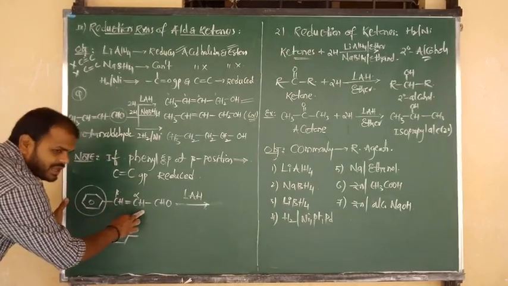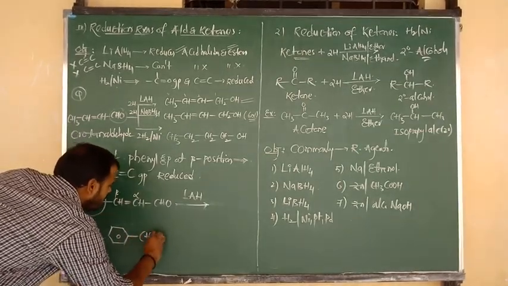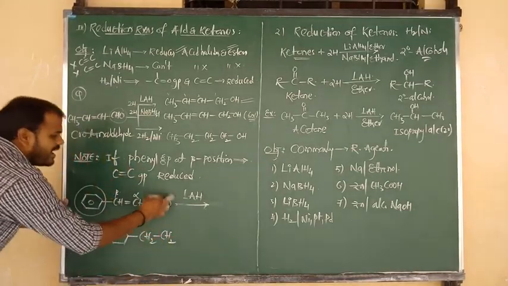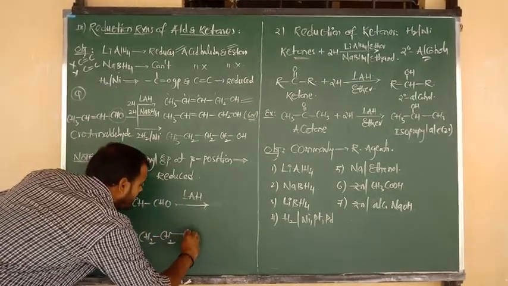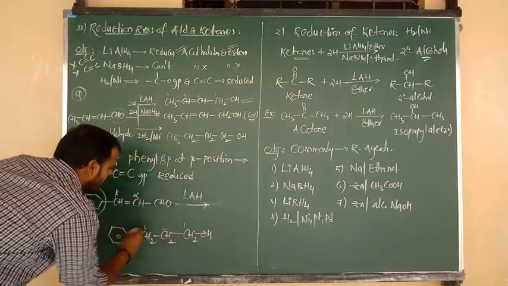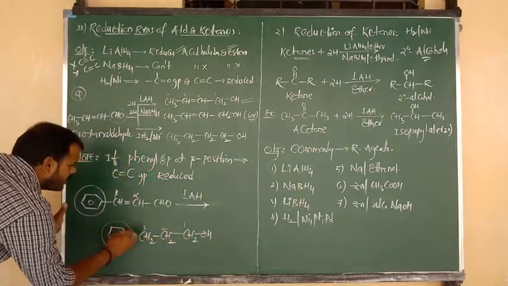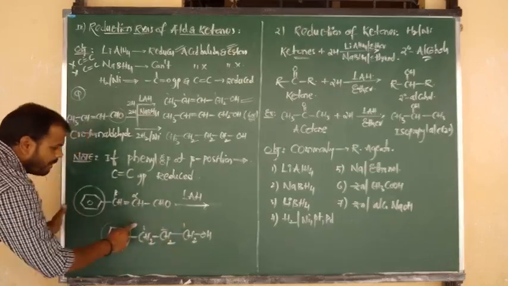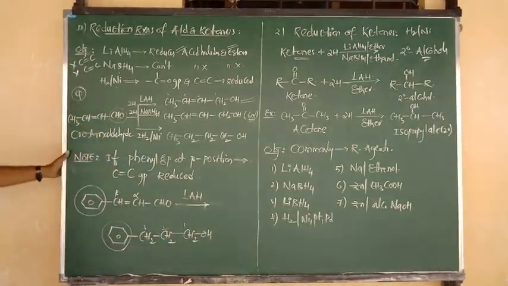So यहाँ पर it becomes CH2 bonded to CH2. Again the aldehyde group changes into primary alcohol, so we have to write CH2OH. So 1, 2 and 3. So what is the name of this compound? 3-phenylpropan-1-ol. That is our final product.